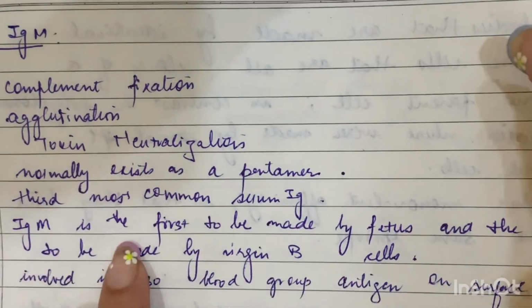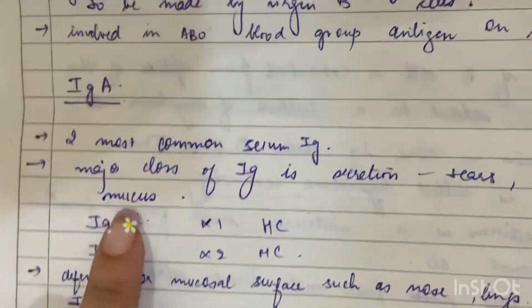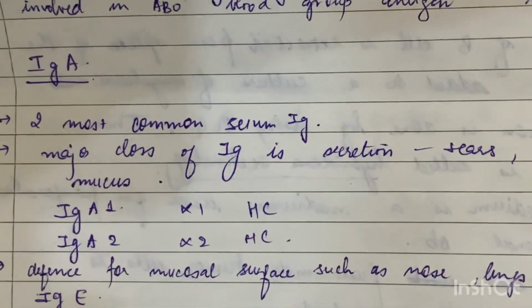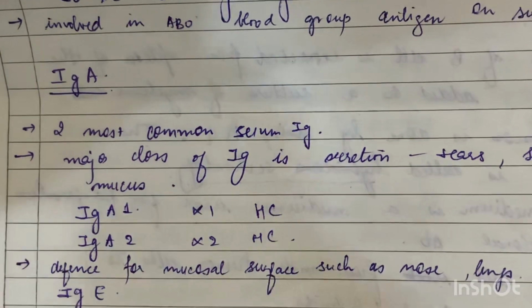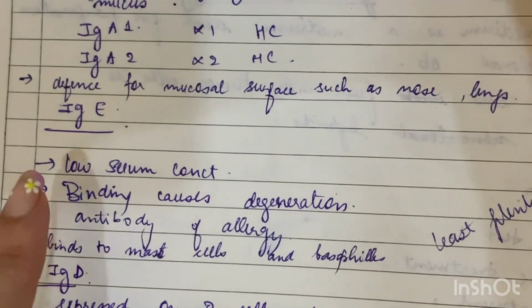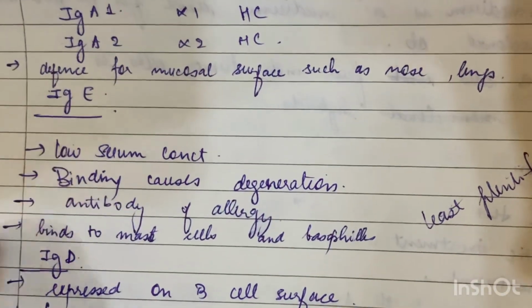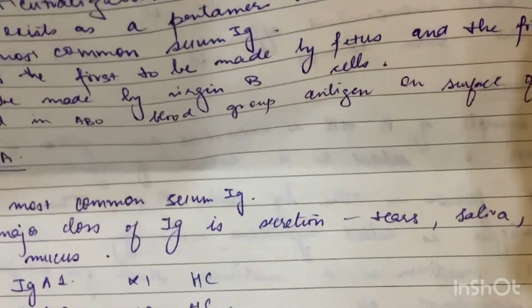As you can see, the next one is IgA. I'll just focus it for you guys. The next one is IgE, and then is IgD. These are the types of isotopes that are present in light chains.